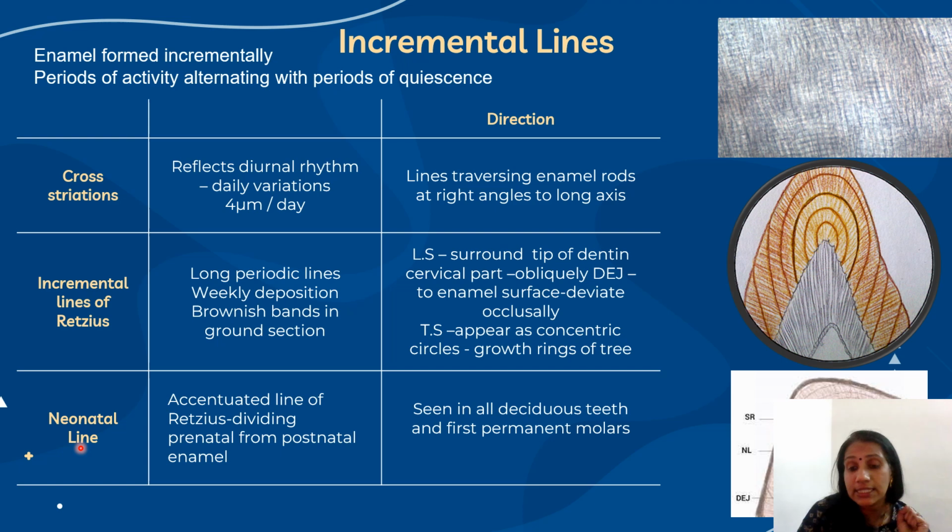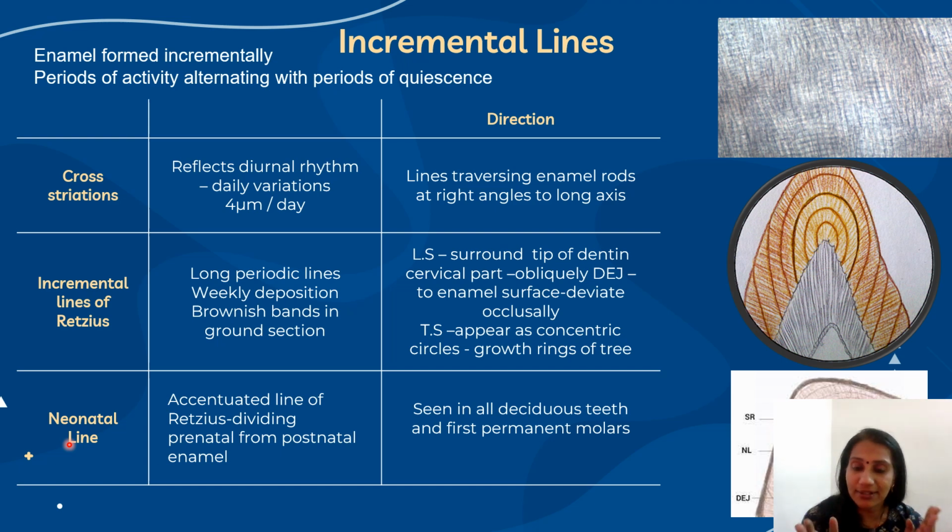Then there is another incremental line which is basically the striae of Retzius itself. It is called the neonatal line. So it is the striae of Retzius itself which we rename as neonatal line. That is because there is a change in the environment during enamel deposition, between prenatal and postnatal, intrauterine and outside the uterus. When there is a change in the environment, the ameloblast gets affected, and during that period, to adapt to the change, the ameloblast will take a longer rest.